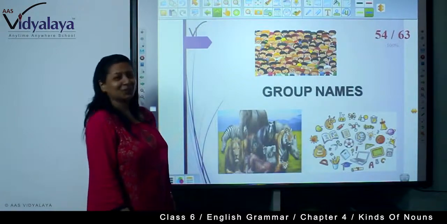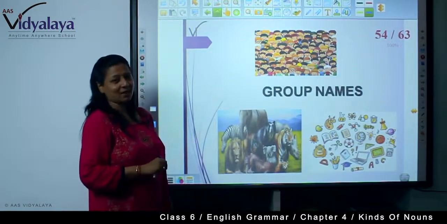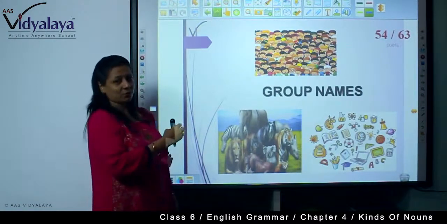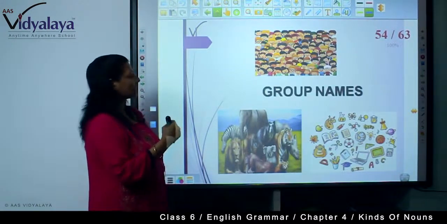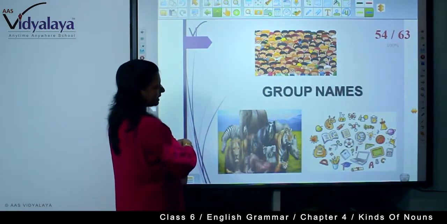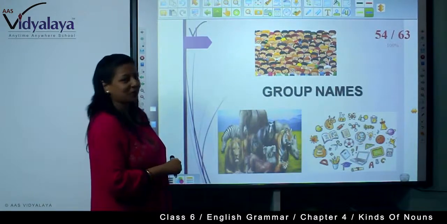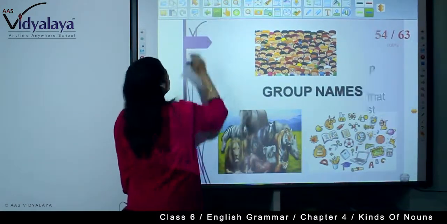Now next is group names. It is there in your slide. At the first I have told you, you have come to know about workers and workplace. Now we will do some group names. See, animals are here, things are here, people are here. Let's see what is the name for all these groups.